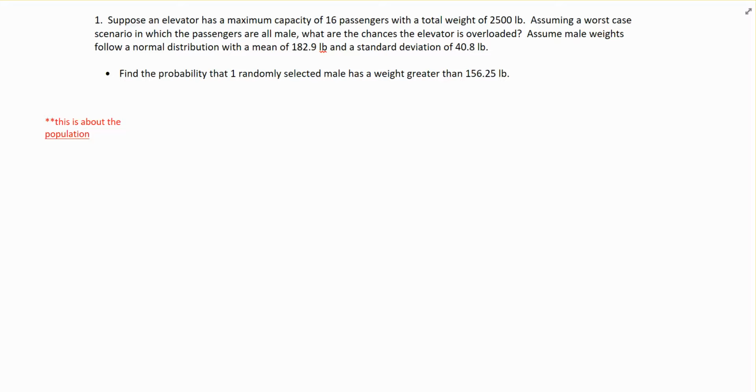So from this scenario that we are given here, we know a couple of things. Assuming male weights follow a normal distribution, the mean of the population of men, so the average weight of men, is 182.9 pounds with a standard deviation of 40.8. So let's just write that down first. I know that the mean of the population is 182.9 and that the standard deviation of the population is 40.8.